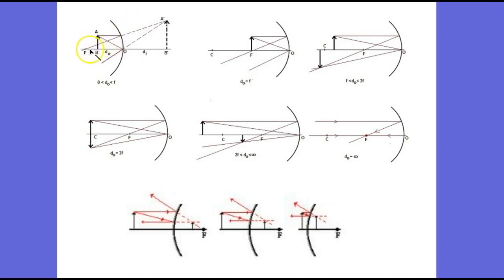If the object is inside the focal length, you can't draw the ray that goes through the focal length first because the focal length is behind the object. So you draw parallel to the principal axis and then reflected through the focal length. And then you have to do the vertex ray, which is from your object to the point where the principal axis hits the mirror.